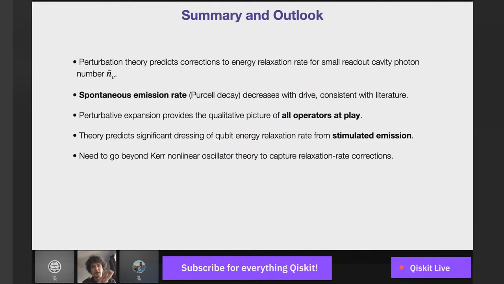So I'm getting to the point where I can summarize. I have shown you a perturbation theory that predicts corrections to energy relaxation rates for a small readout cavity photon number n bar c. The spontaneous emission rate decreases with drive, which is consistent with previous literature. The perturbative expansion provides the qualitative picture of all the operators at play, of which I showed you only a small subset. The theory predicts a significant dressing of the qubit energy relaxation rate due to stimulated emission, and that's, I think, the most important message. And also, you need to go beyond the Kerr nonlinear oscillator theory in order to capture relaxation rate corrections.